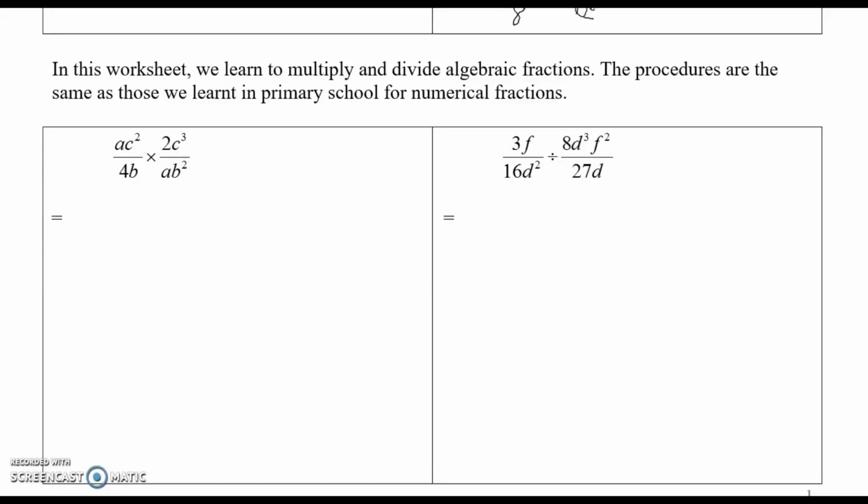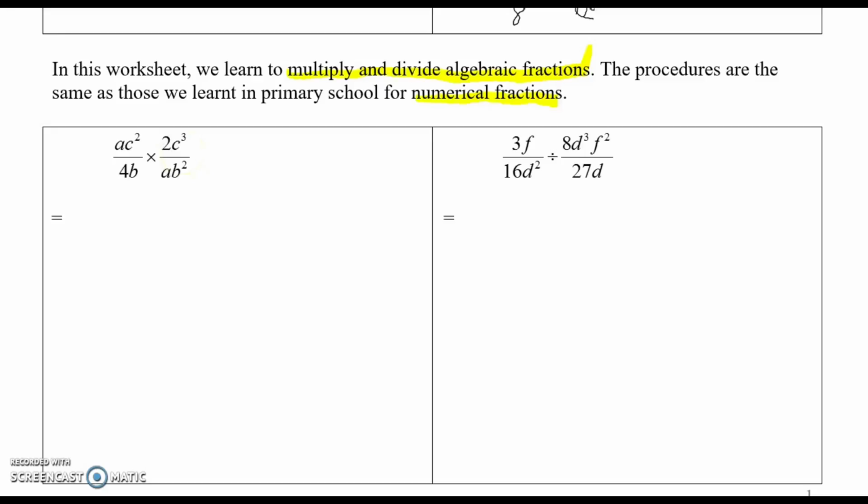Today, we will learn how to multiply and divide algebraic fractions. We can use the same concept that we have learned previously on multiplying and dividing numerical fractions. So take a look at this example. We want to simplify ac squared over 4b times 2c cubed over ab squared.